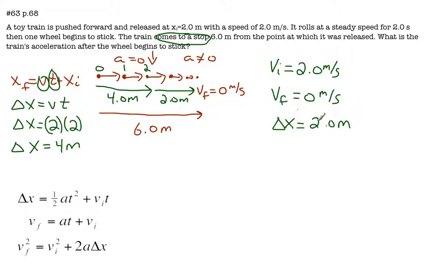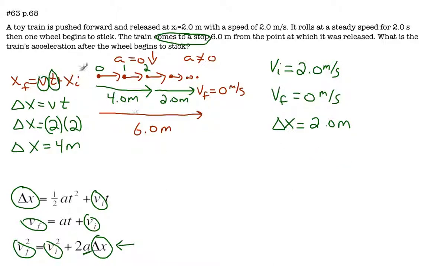And this should be enough information for us to figure out the acceleration after the wheel began to stick. Because we know delta x, I'm going to circle that everywhere. We know VF and VI, so I'm going to circle VF and VI everywhere I see them. So I could solve for acceleration again using the third kinematics equation. Once I know that acceleration, I could even plug it into here or here to solve for the time it took. This one would be a little bit easier. But they never ask for that. So that's how you would finish up this problem.